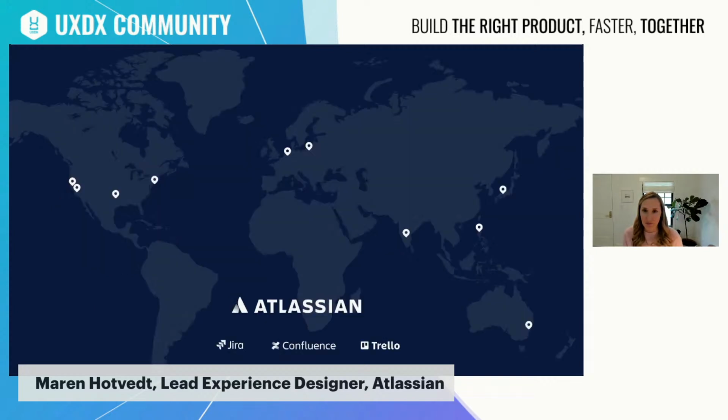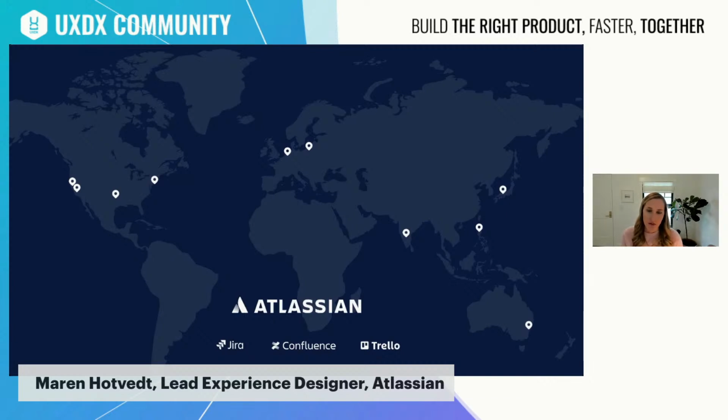A little bit about Atlassian as well, because I think this is really helpful context to understand the environment that I'm operating in. Our mission is to unleash the potential of every team, and we build best-in-class software tools like Jira, Confluence, and Trello, and then also share practices to improve team connection and performance.